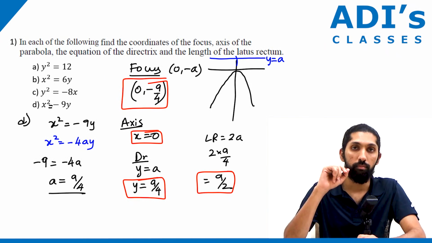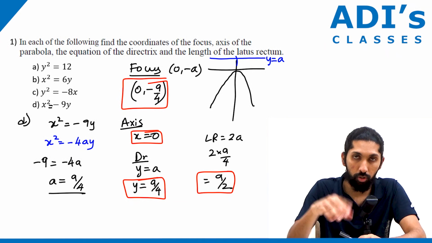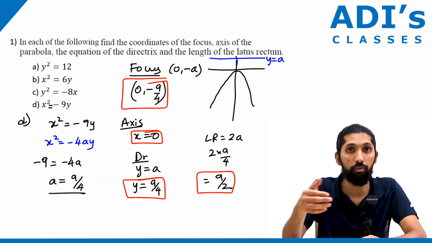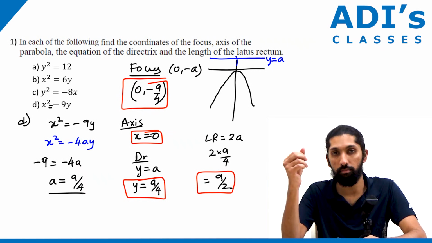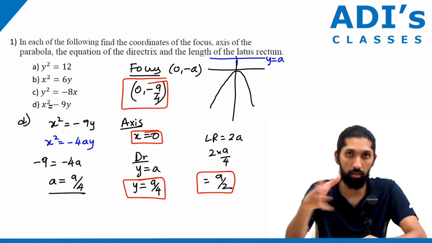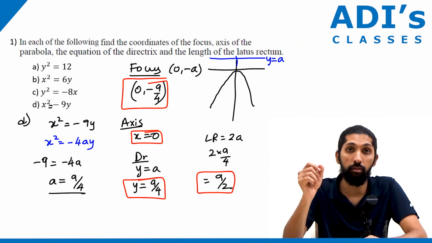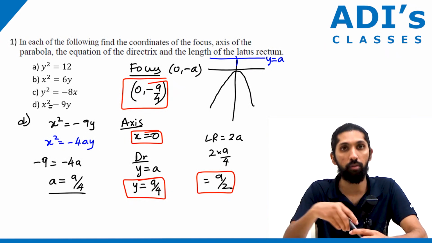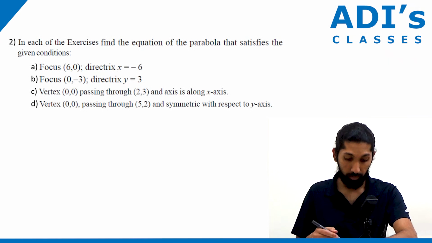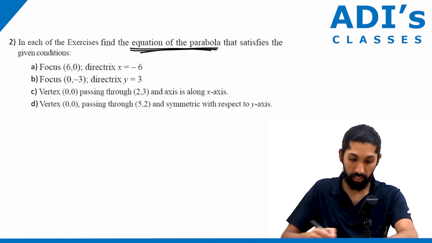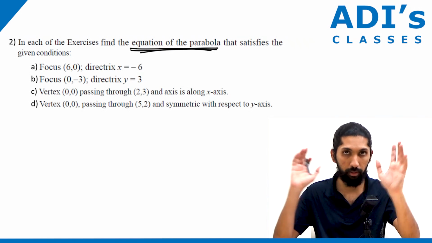See, now from the equation, you get to know all these things. What if the other way around? What if I give you the focus, the directrix, the vertex, or it's passing through some point? Can we get to know the equation of the parabola from these parameters? The opposite one, we are going to solve it now. Question here, or second type of question you can say. In each of them, we need to find the equation of the parabola which satisfies the given condition.